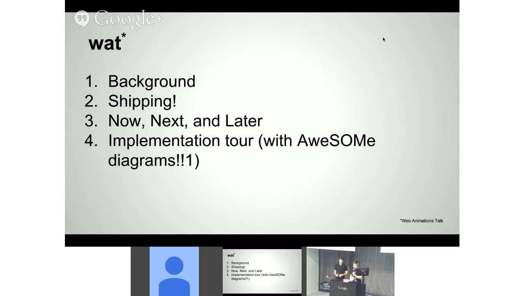So we're going to break the talk today up into 4 pieces. First, we're going to give you a little bit of a background about where the idea for web animations has come from and who's been pushing it. Then we're going to talk about the all-important topic of shipping. In particular, I'd like to have a little bit of a discussion of our recent intent to ship. After that, we'll talk about what it actually is that we're shipping now, what we plan to work on next, and some stuff that's going to come a little bit later. And finally, we're going to do a little bit of a deep dive into our implementation, and there's going to be some awesome diagrams.